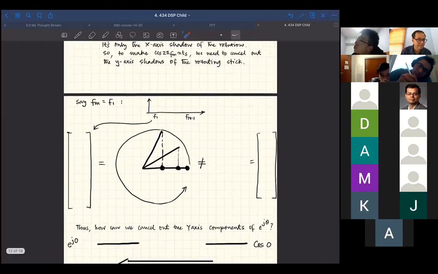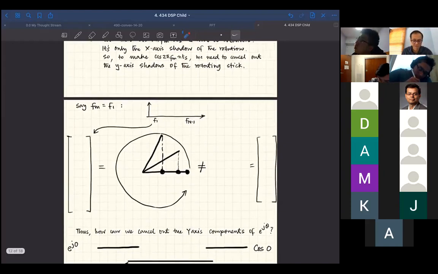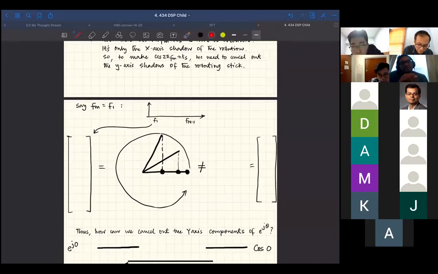Okay, if it doesn't, here it is, hopefully better. Let's say Fm equals F1. What is F1? The base frequency, one cycle in n time samples. Let's say Fm is F1, or even like in our earlier case, F1 was 8 Hertz.